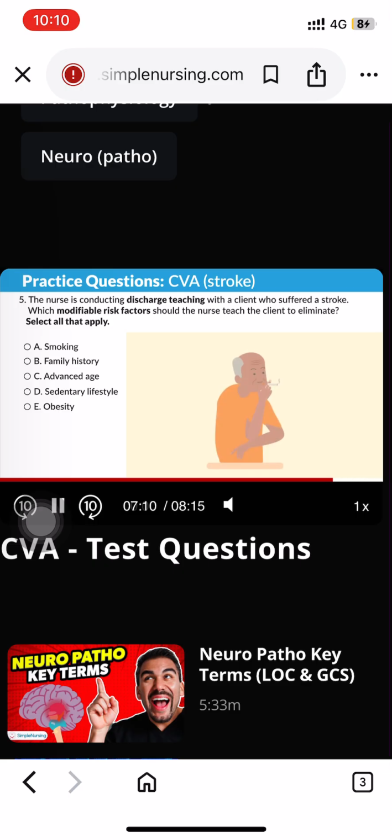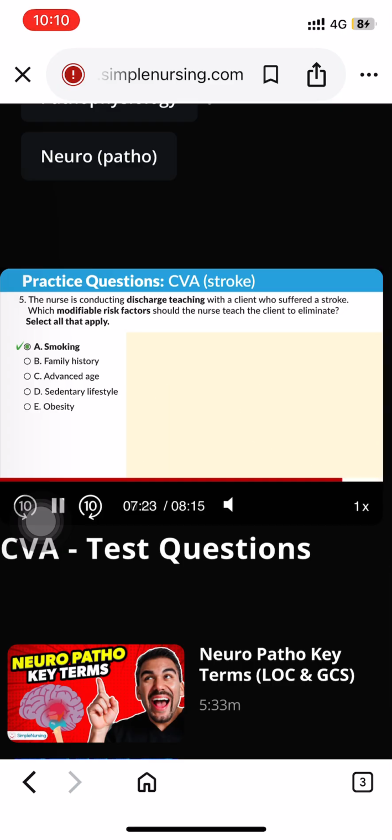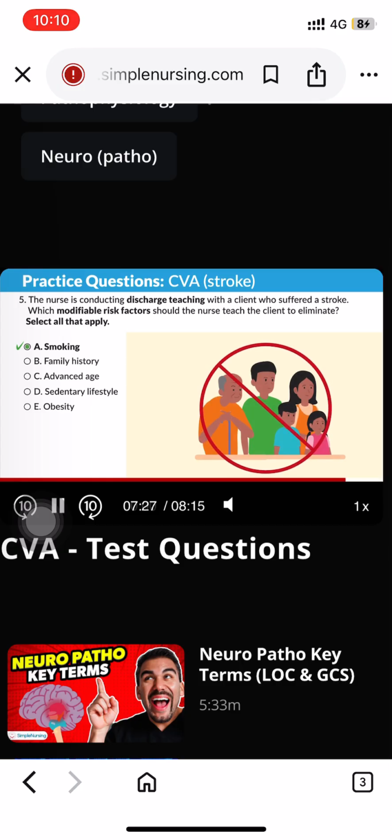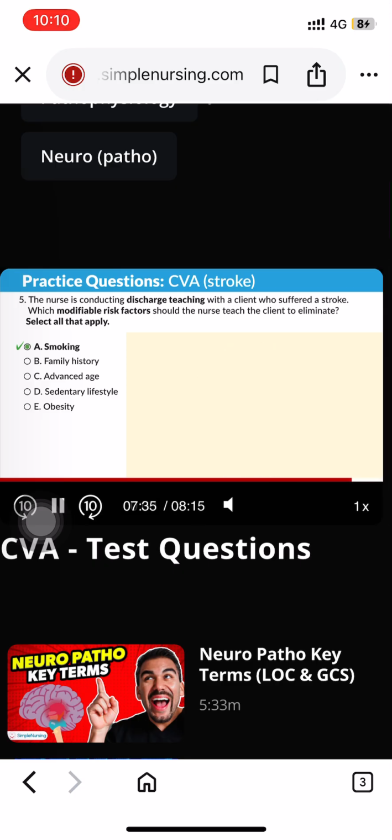So option A, smoking. Yes, smoking scars the blood vessels, leading to atherosclerosis, those hard, narrow blood vessels. Now, option B and C are incorrect. Family history you can't change, and advanced age. Not even with all the plastic surgery in the world can we change your age. Now, option D and E are correct.